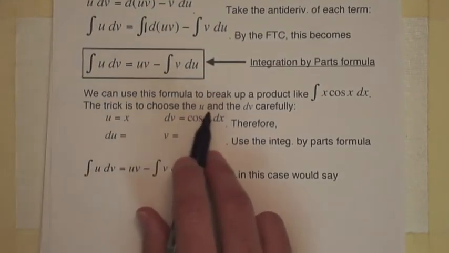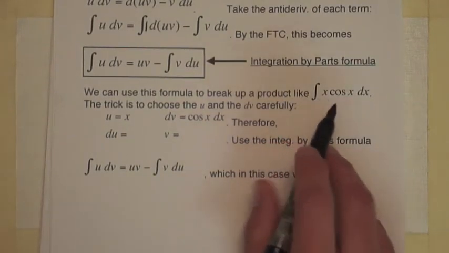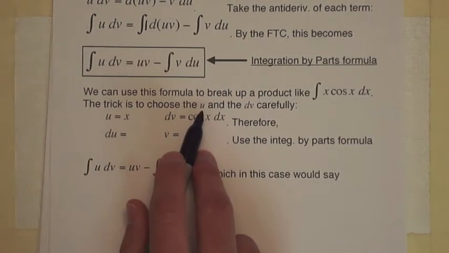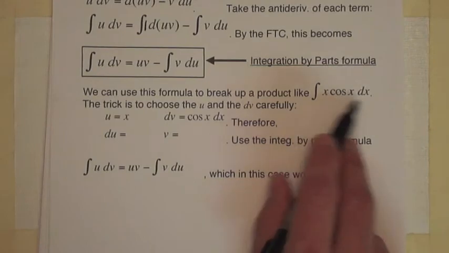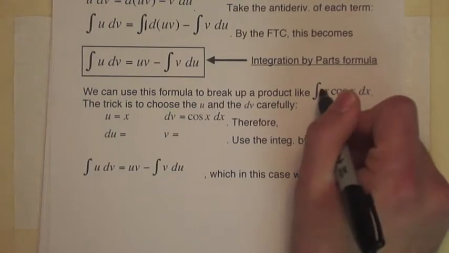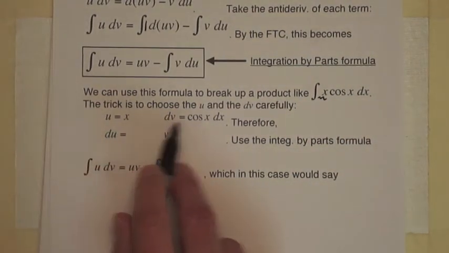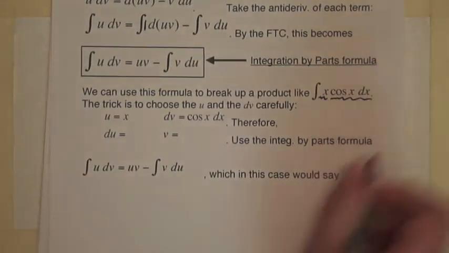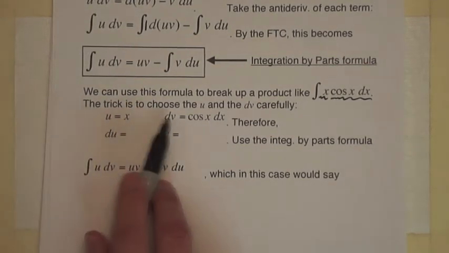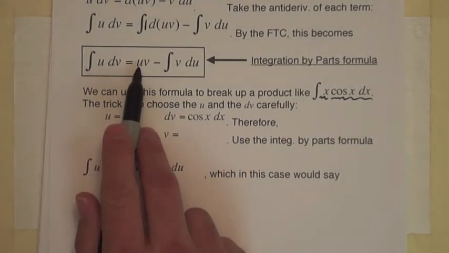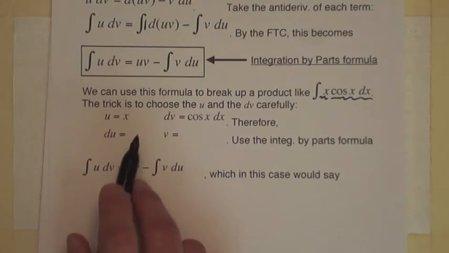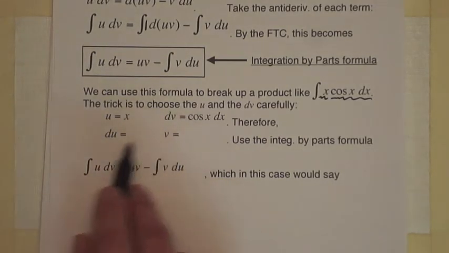We're going to use this formula to break up a product like the antiderivative of x times cosine x dx. And the trick is to pick what part of this is u and what part of it is dv. So in this case I'm going to pick the u as the x, so this is u, and the dv as the rest of the integrand, cosine x dx. Notice that in the formula we not only need the u and the dv, but we also need other things on the right hand side. We need a v and we need a du. So we need to figure out from the u and the dv what is v and what is du.